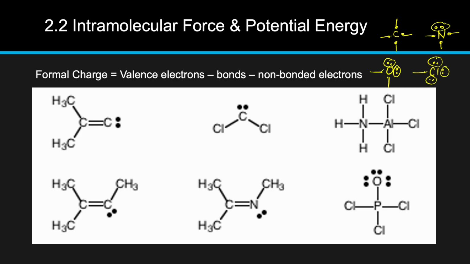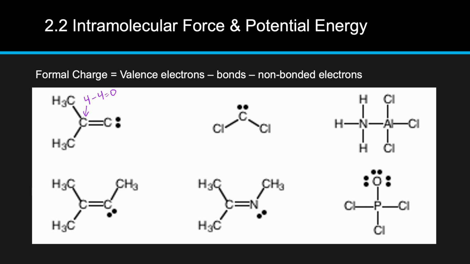So now let's calculate formal charge of these molecules. Again, we are looking for things that are not bonding how they are supposed to, because if they're bonding how they're supposed to, we know their formal charge is going to be 0. For example, if you look at this carbon, it has 4 bonds. So 4 valence electrons minus 4 bonds equals 0.